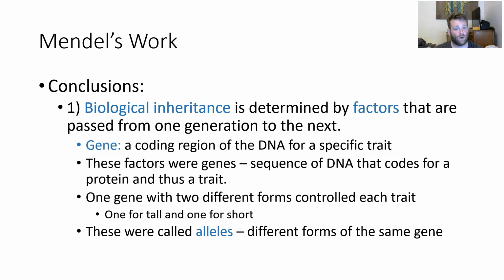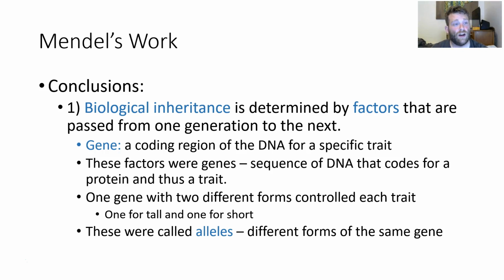Remember, a coding portion of a DNA sequence that codes for a particular protein that leads to a particular phenotypic expression. So he knew that those were present, right? That there was something that was getting passed from generation to generation. And so we know that those are the genes, and that there is a gene then that's coding for height, right? And that one of the ways that gene is being expressed as height is as a tall plant, and one of the ways it's being expressed is as a short plant. Okay, and we call those different ways of expressing the gene an allele.